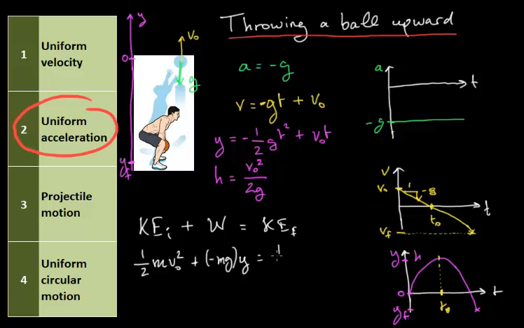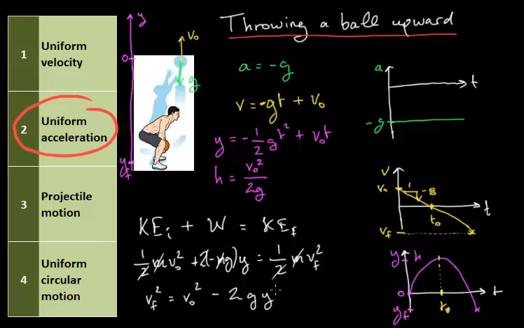To obtain finally 1/2 m vf squared, and remember that vf is our final velocity when we reach the floor, and this is the variable we want to obtain in terms of everything else. So to isolate that variable, let's divide everything by m and multiply by 2. I obtain finally vf squared is equal to v0 squared minus 2gy.